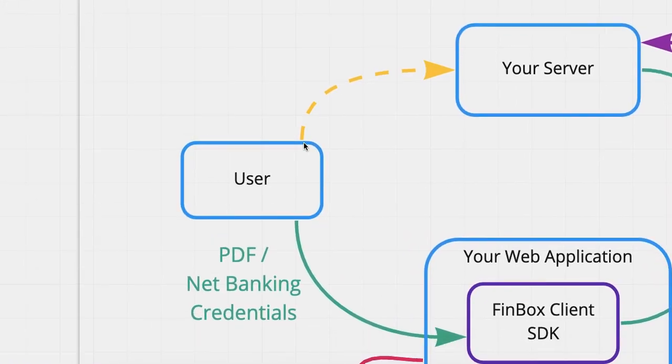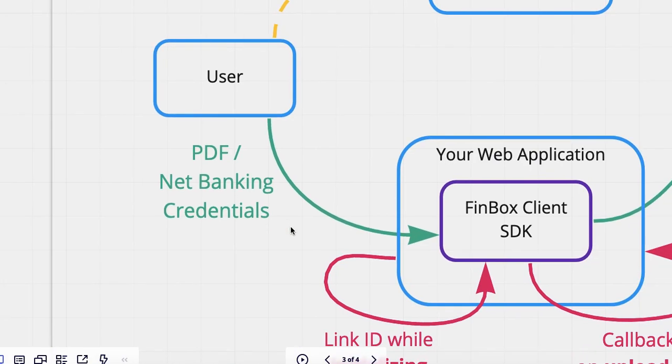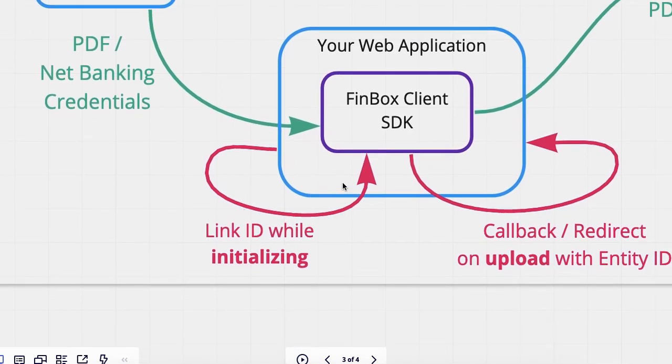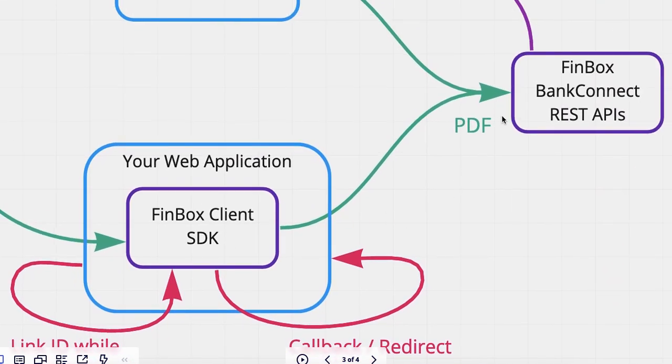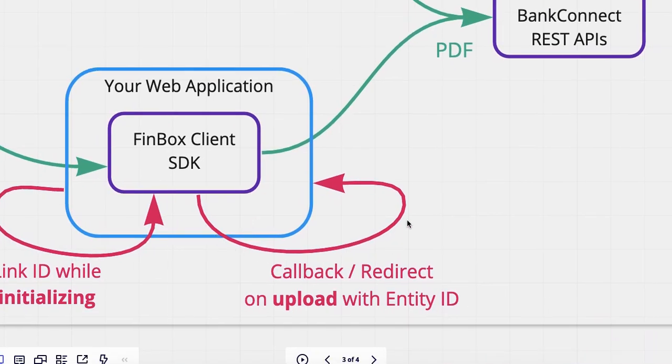At the same time, you also get an entity ID, which will be important later on to fetch the enriched transactions. The other journey would be to have your user submit the PDF or the net banking credentials through the FinBox client SDK. Your web application needs to just pass a link ID while initializing this SDK. Now, this FinBox client SDK will talk to the FinBox BankConnect REST APIs, and as soon as the upload is complete, you'll receive a callback or a redirect to your page with an entity ID.